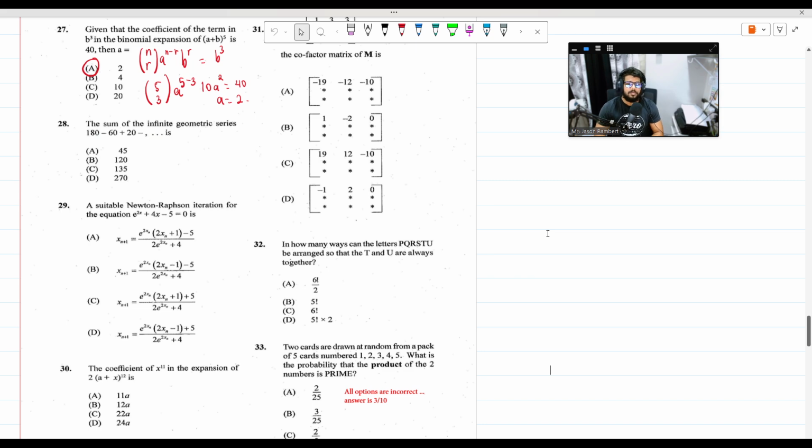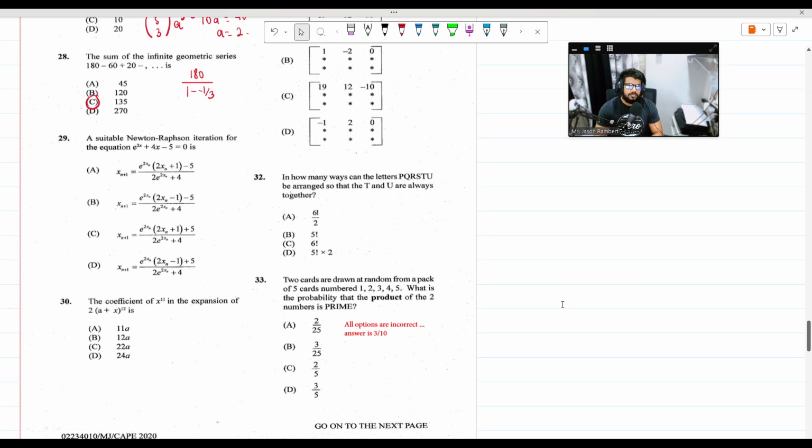Right, next, the sum of the infinite geometric series. This is a repeat question. a is 180 and r was negative a third. So I get 180 divided by 1 minus negative a third. And I got 135 to be my answer for this.